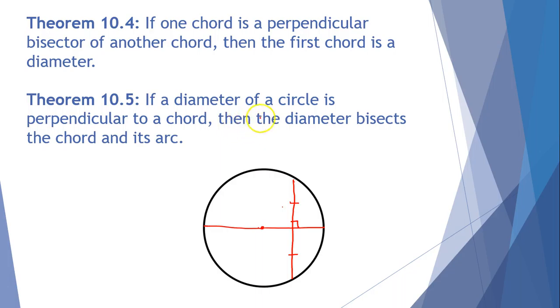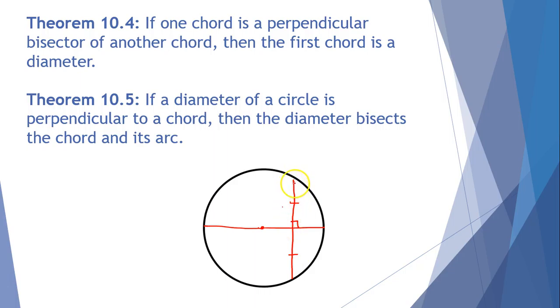Now, if a diameter of a circle is perpendicular to a chord, just like this picture, if I know that I have a diameter and it's perpendicular to a chord, then what we should know about this is the diameter bisects the chord. So it bisects it, meaning it cuts it in half.